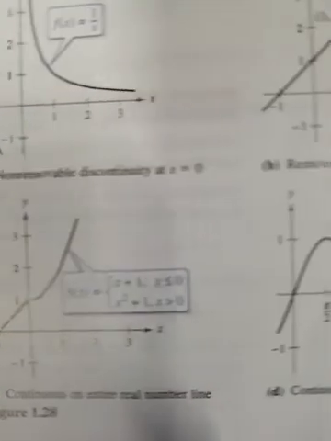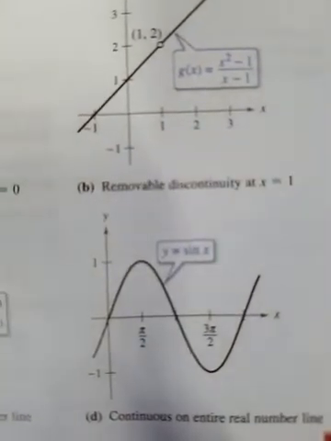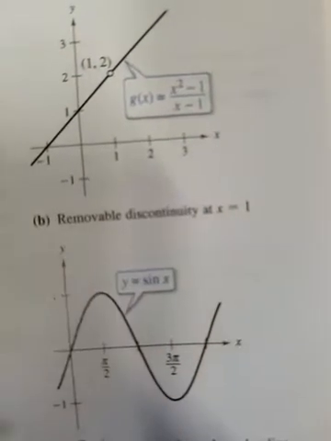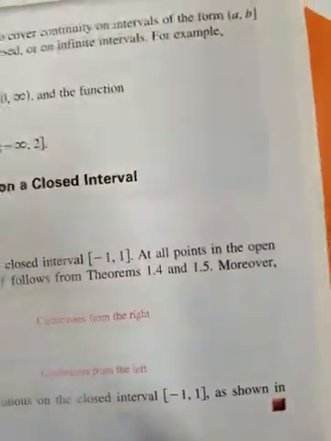And the last one here for this problem was y equals the sine of x. We know the graph of y equals sine of x is continuous. It's smooth, the curve, it goes on forever in both directions.